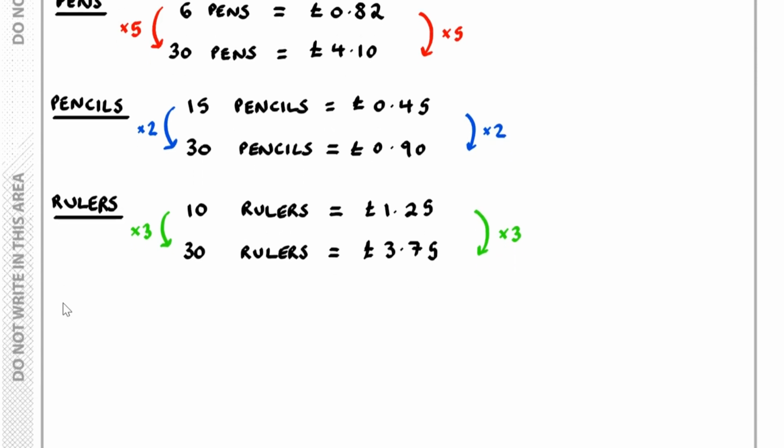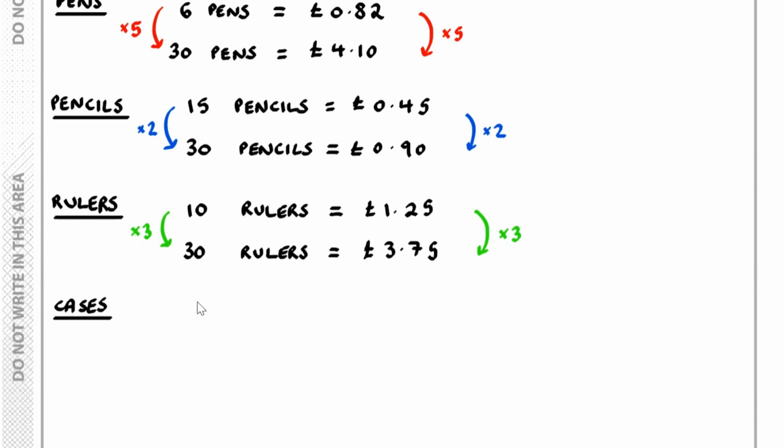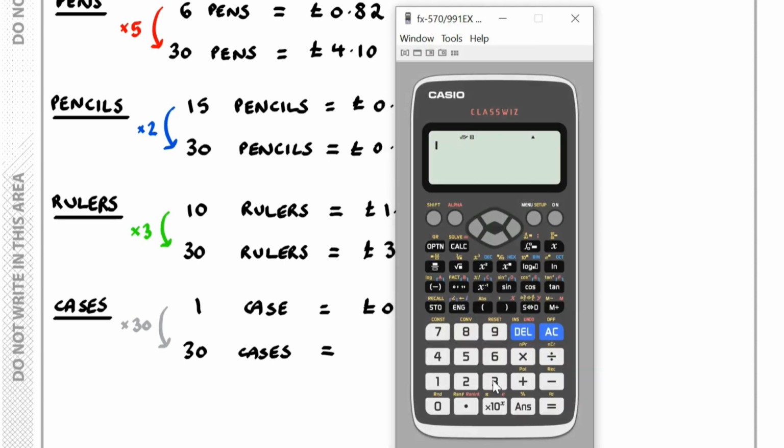And if we take a look at the pencil cases, we know that one case is 37p. So for 30 cases, we have to multiply through by 30. And if we do that, we get £11.10.